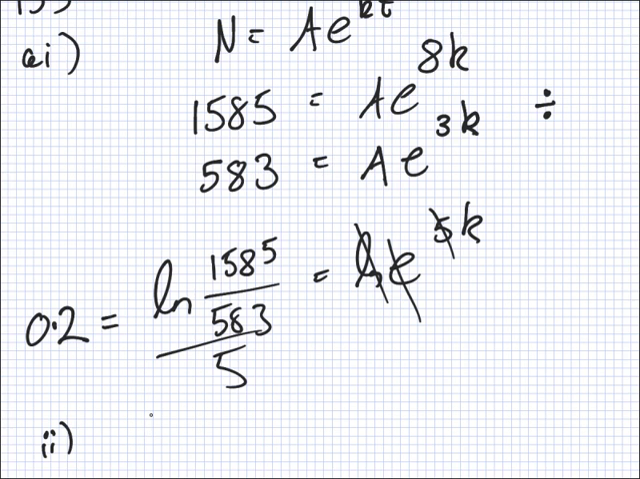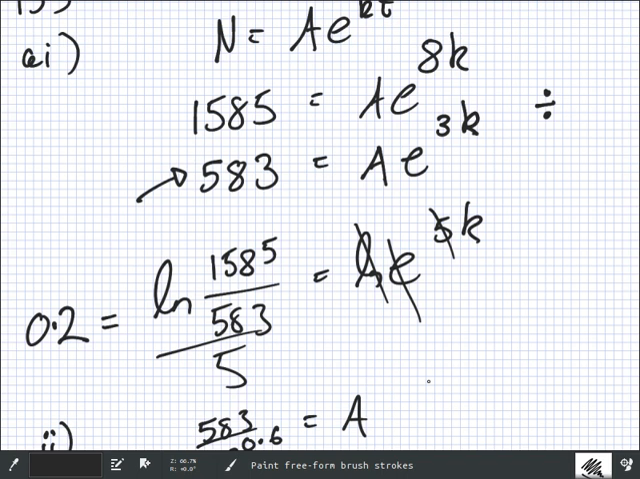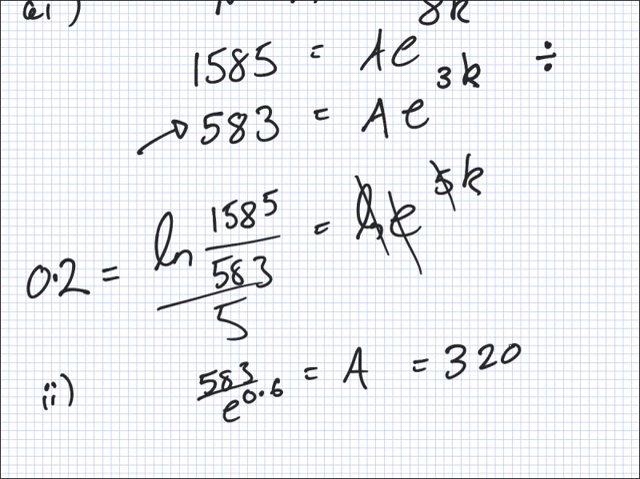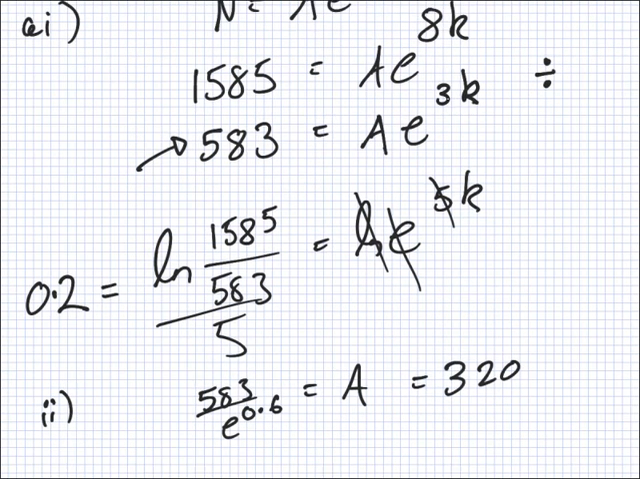So that is figuring out the A. We have k, so we have 583 equals A e^(3k), k was 0.2. Sorry, that's not it. I can just take this equation and divide 583 by e to the power 3k, which gives 320. In this line here, I simply divide by e^(3k), and k is 0.2.